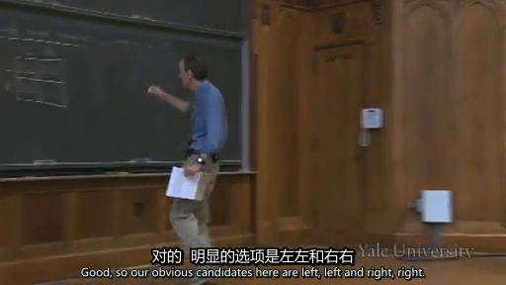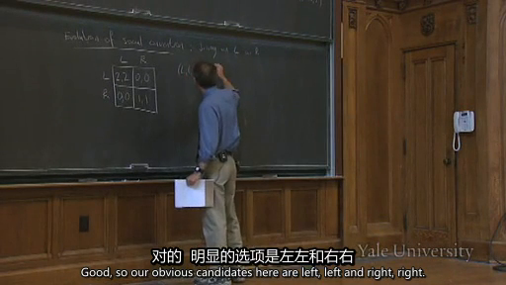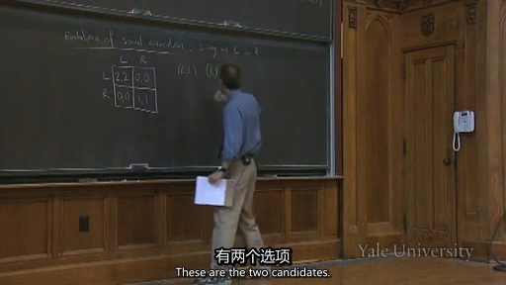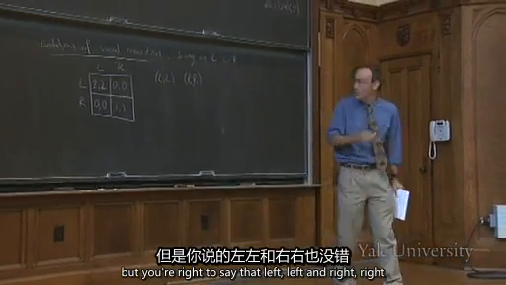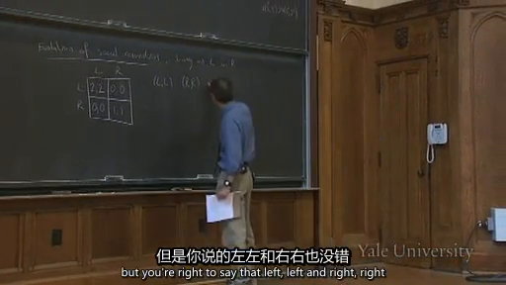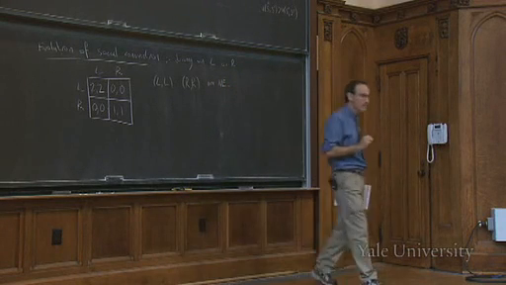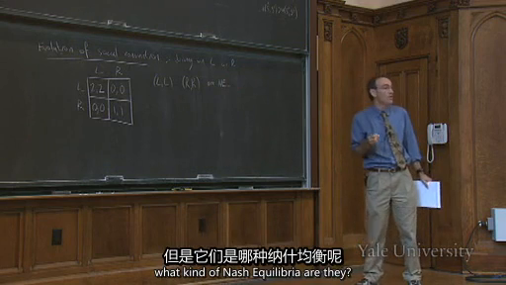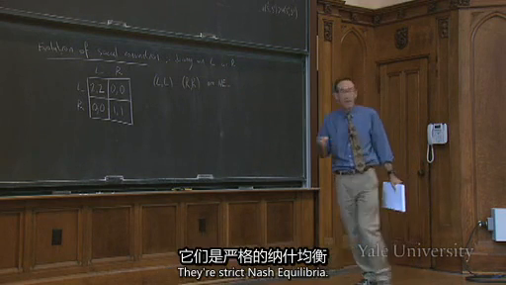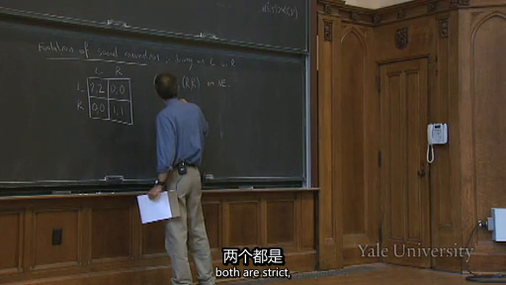Left and right are both candidates. So our obvious candidates here are left and right. These are the two candidates. Or more formally, left is a candidate and right is a candidate. But you're right to say that left and right are both Nash equilibria in this game. Is that right? And what's more, not only are they Nash equilibria, but what kind of Nash equilibria are they? They're strict Nash equilibria. Both are strict.